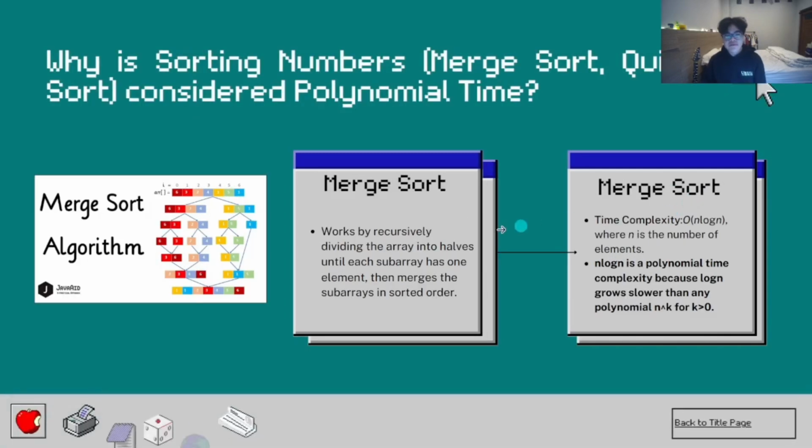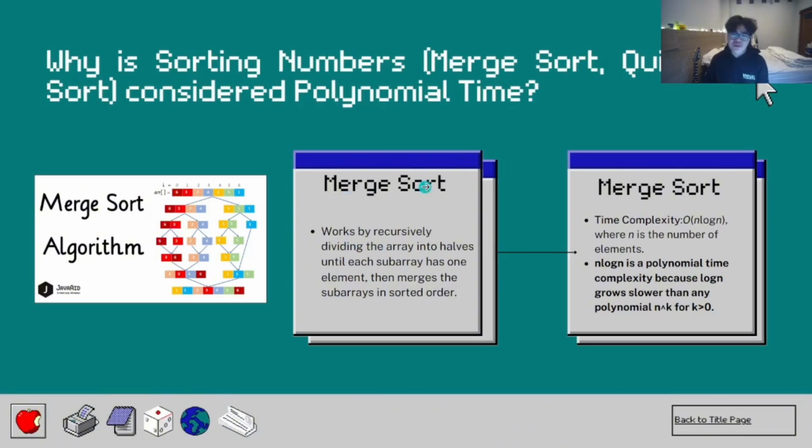Let's say, for example, we delve more into merge sort. Merge sort works by recursively dividing the array into halves until each subarray has one element, then merges the subarrays in sorted order. The time complexity of merge sort is O(n log n), where n is the number of elements, and n log n is polynomial time complexity because log n grows slower than any polynomial n^k for k bigger than 0.